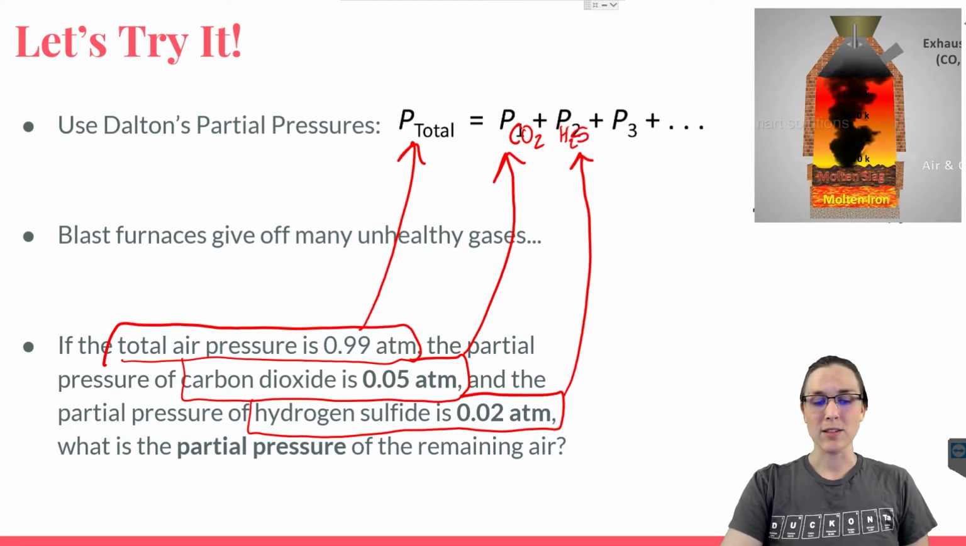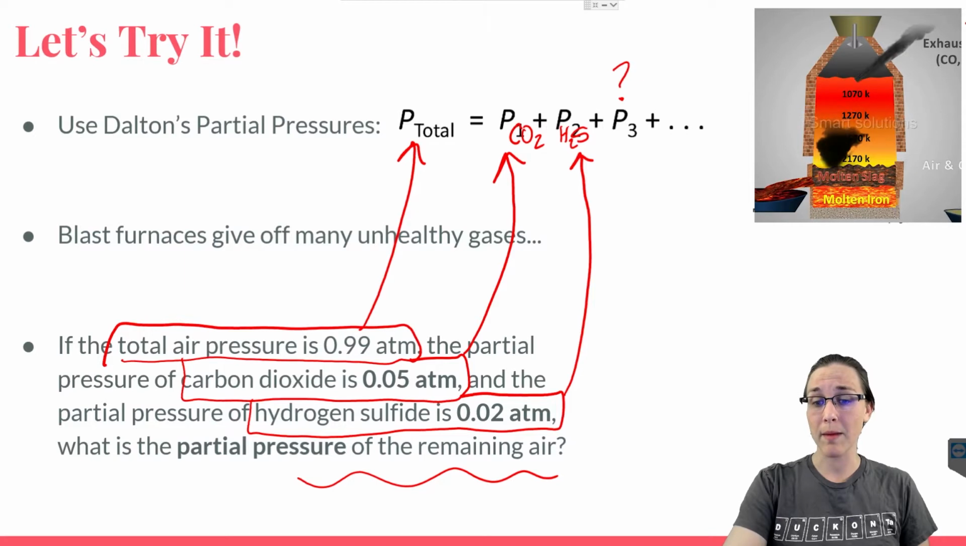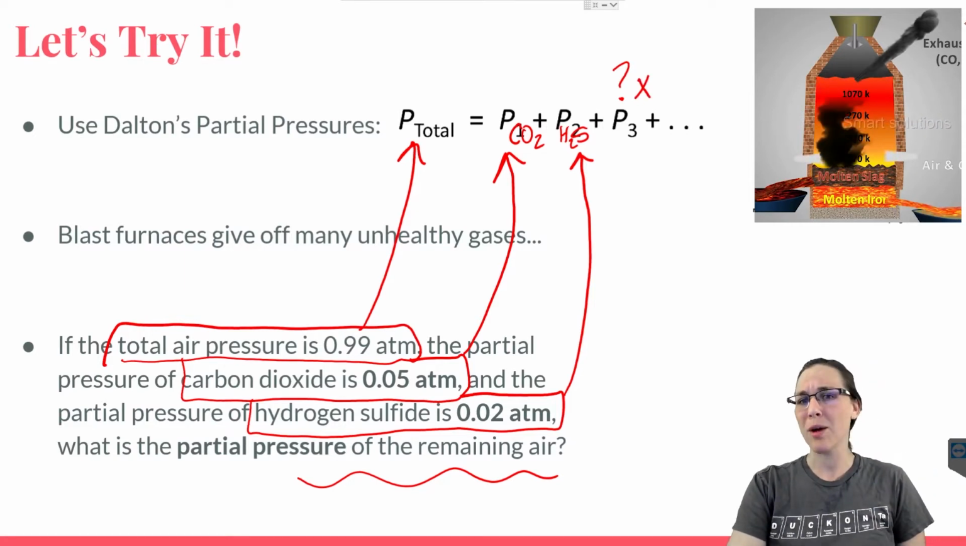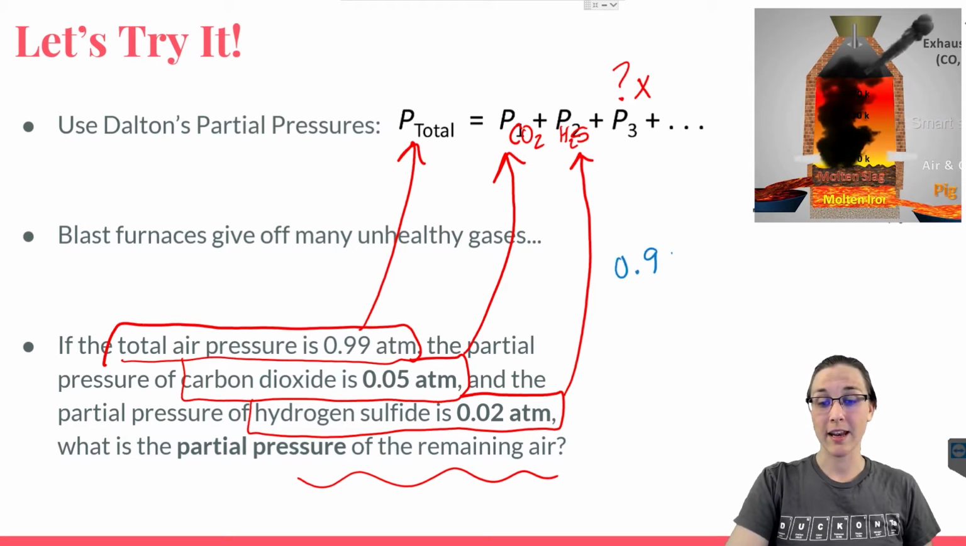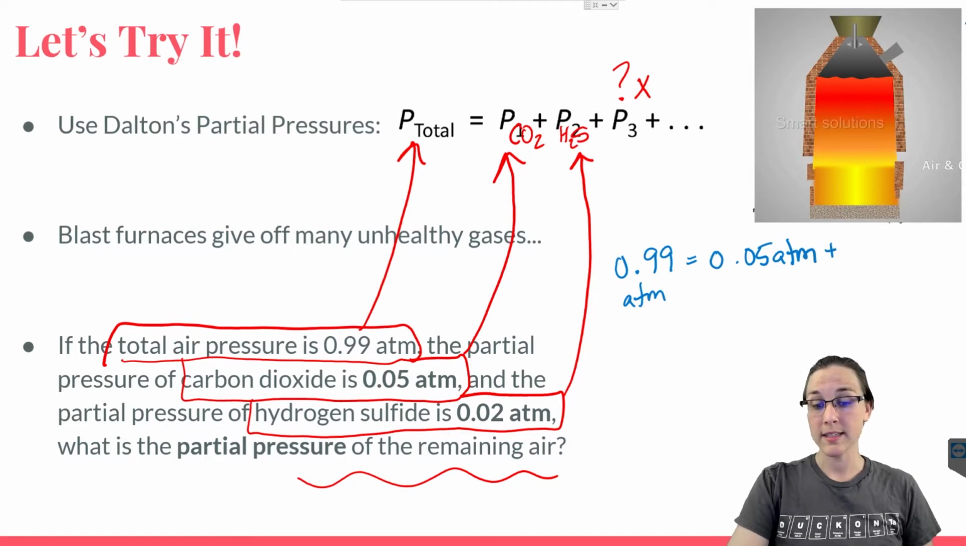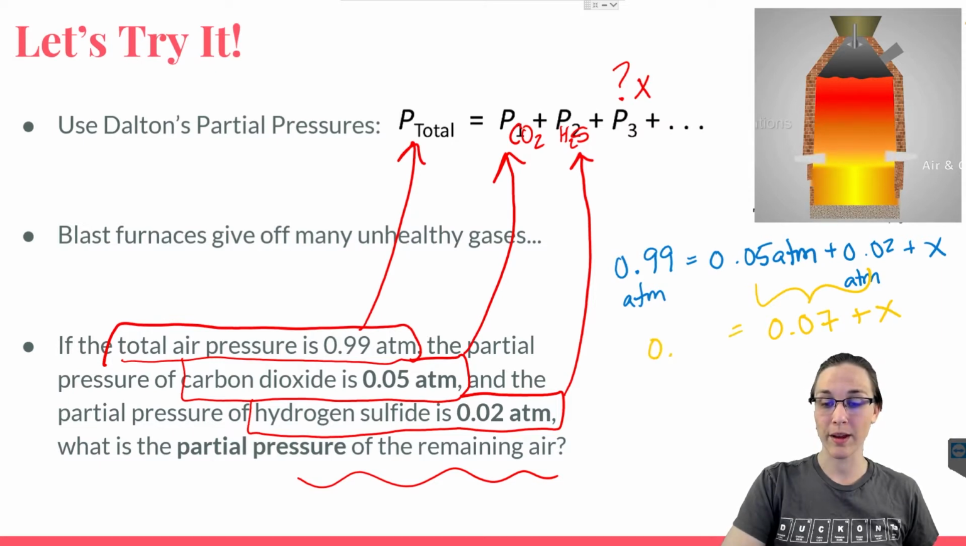And then what the question is asking is, what is the partial pressure of the remaining air? So we're assuming there is some other unknown remaining amount of air, our X variable like in math, that we're solving for here. So all we have to do is plug and chug. We have 0.99 atm, set equal to our 0.05 atm for the CO2, plus 0.02 atm for the hydrogen sulfide, plus X, that's what we're solving for, the remaining gas. So now when we add together these two, we get 0.07 plus X on the right-hand side, set equal to 0.99.